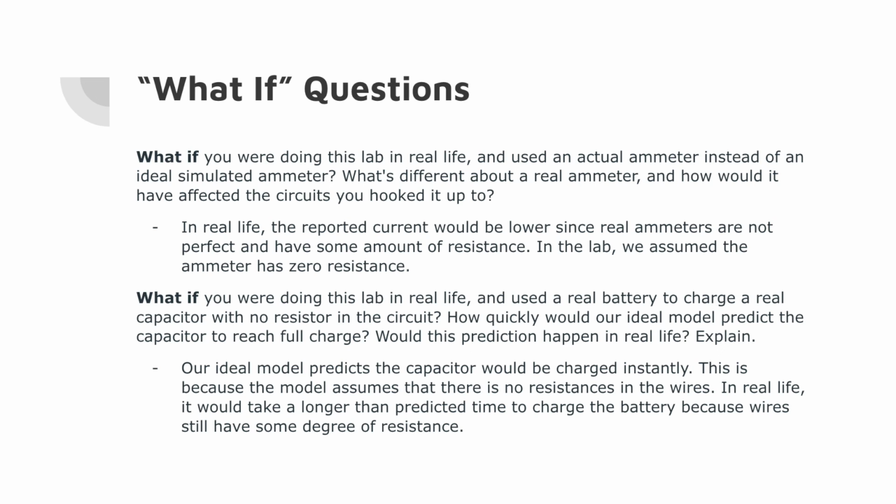What if you were doing this lab in real life and used a real battery to charge a real capacitor with no resistor in the circuit? How quickly would our ideal model predict the capacitor to reach full charge? Would this prediction happen in real life? Explain. Our ideal model predicts the capacitor would be charged instantly. This is because the model assumes there is no resistance in the wires. In real life, it would take longer than predicted to charge the capacitor because wires still have some degree of resistance.